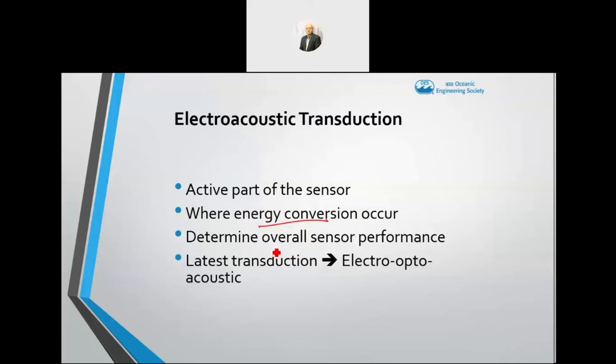Almost everything about the performance of the sensors will be determined by the electroacoustic transduction. For example, if we choose electrostrictive or magnetostrictive electroacoustic transduction, we all know that the efficiency of the magnetic coil cannot be more than 45%. So this is what it means that it will determine the overall sensor performance. We all know that if we choose the piezoelectric transduction mechanism, the efficiency can be as high as 93%.